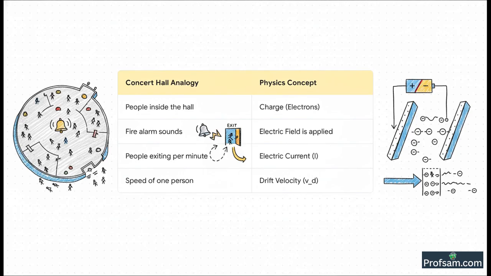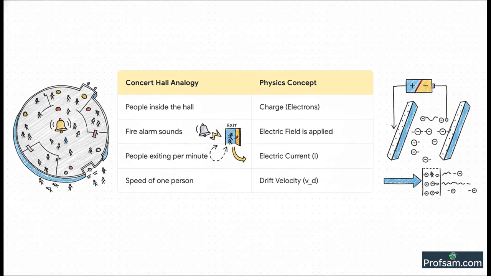Suddenly, a fire alarm rings. That's like applying an electric field with a battery. What happens? Everyone starts moving towards the exit. Now, think about it. Any one person is probably walking slowly, carefully. That slow walking speed is what we call drift velocity. But is the rate at which people are leaving the hall slow? No way, because thousands of people are moving at once. A whole bunch of them are crossing the exit door every single second. That rate, how many people exit per minute, is the electric current.